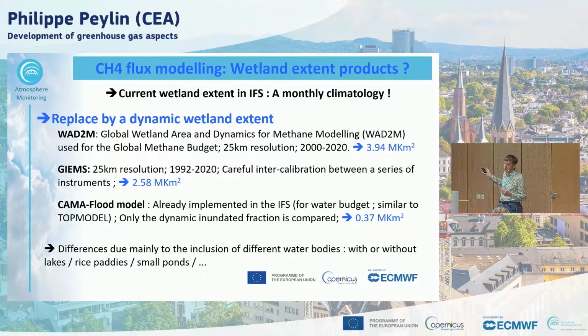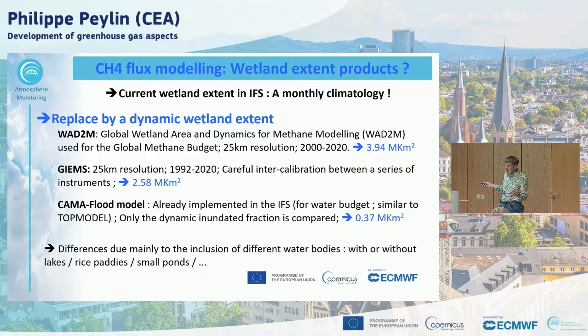The two products have fairly large differences, in terms of million square kilometers on average, between WAD2M and GIMS. And the third product that we considered is not really a product, it's a model that was already implemented in IFS just for the water cycle, mainly for the water budget. It's the CaMa-Flood model, similar to the TOPMODEL for those who know a bit more of this. And it's only simulating the inundated area, not the permanent wetland area, which I will compare just afterwards. So there is a large difference between the coverage.